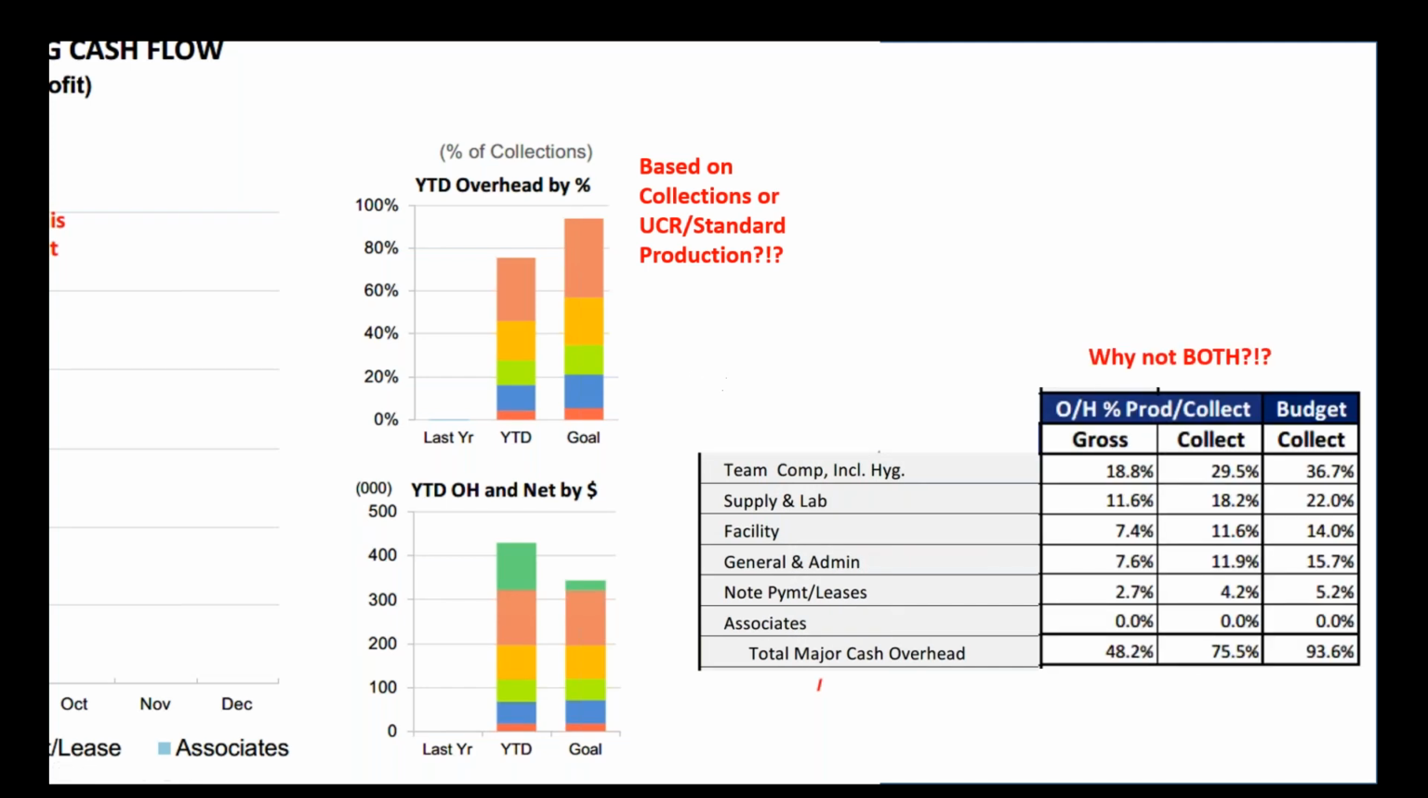I know what your production is. I know what your collections are. So I can take your overhead and I could put 100% as your gross production or 100% as your collection, and you break it out down here. But look at the huge difference it makes. 48% overhead based on production, 75% based on collections. Quite a different swing based upon how you measured this.